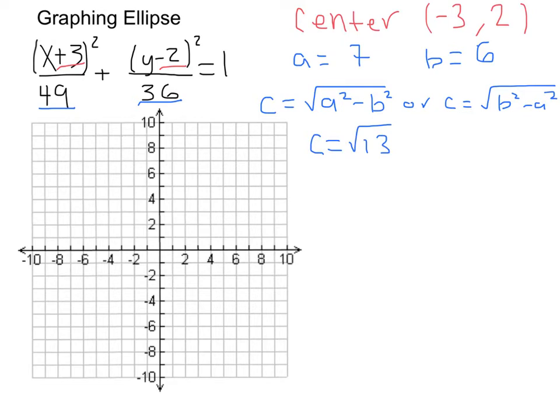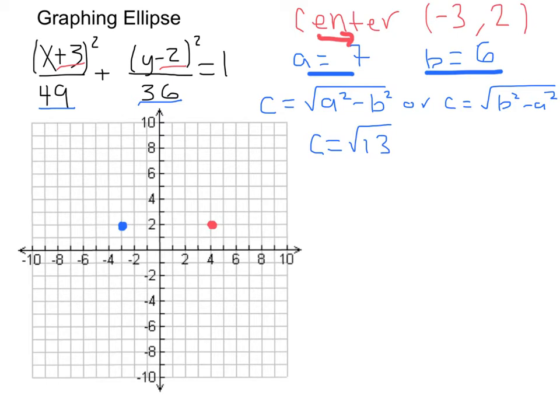Alright, so now we are going to plot a couple of our points. So the center is going to be at -3, +2, right here. And then we are going to use the a and b values next to plot the points in which our ellipse turns around. So this value here, a equals 7, tells us to move over 7 points from the center. So we're starting at -3, and if we move over 7, that's going to put us at +4.